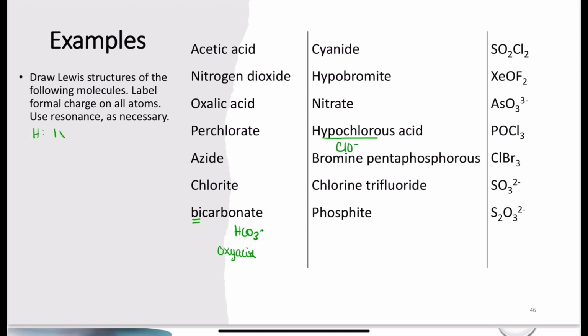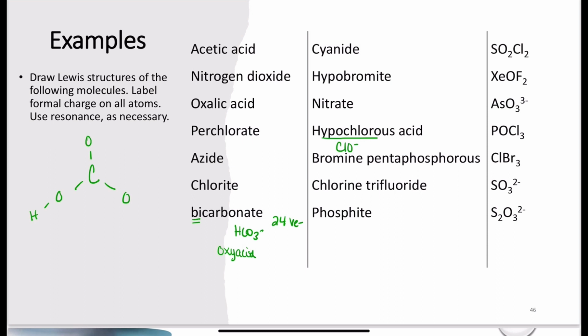We have 1 hydrogen, 1 valence electron, 1 carbon, 4 valence electrons, 3 oxygen, 3 times 6 valence electrons. So 3 times 6 is 18, plus 4 is 22, plus 1, 23 valence electrons. We have a negative 1 charge, so 1 extra valence electron. Overall, 24 valence electrons. Carbon is the least electronegative, so it's going to have the oxygens connected to it. And the hydrogen is going to connect to 1 oxygen. Which one? I don't care. Doesn't matter.